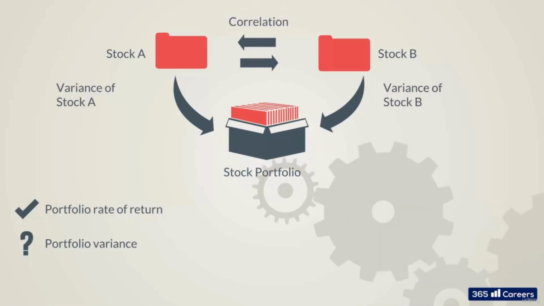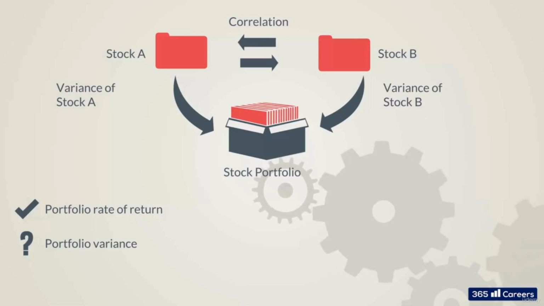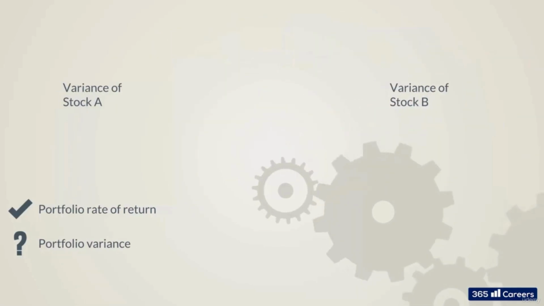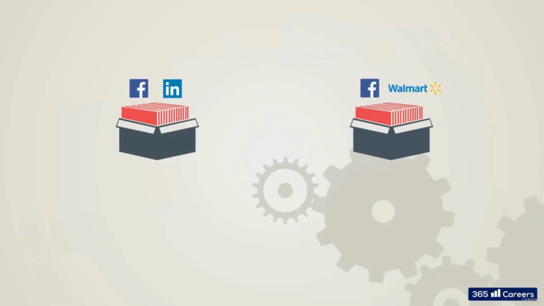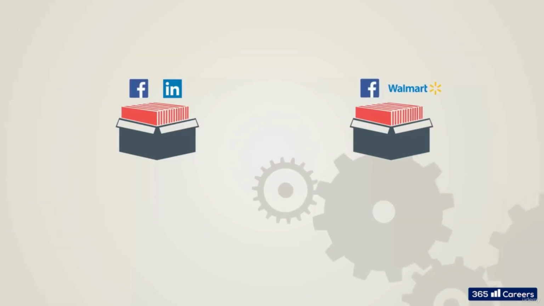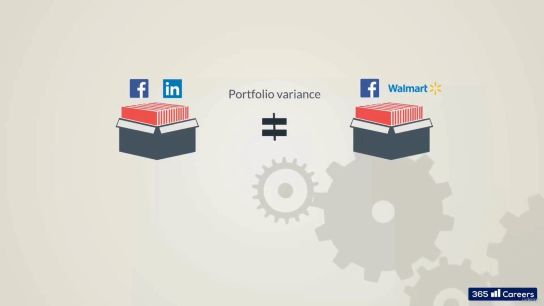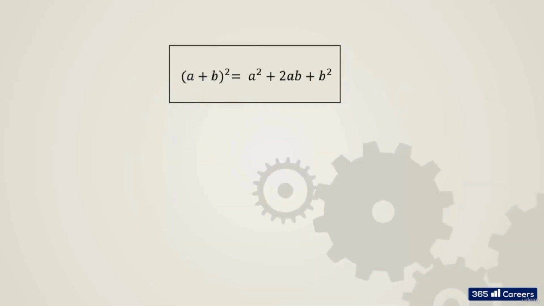If a portfolio contains 2 stocks, its risk will be a function of the variances of the 2 stocks and of the correlation between them. Remember the example about Facebook, LinkedIn, and Walmart? It is reasonable to expect a portfolio containing Facebook and LinkedIn shares will have a different risk compared to a portfolio containing Facebook and Walmart, even if the variances of LinkedIn and Walmart were the same. The difference will be given by the relationship between the prices of the two companies in the portfolio. Okay, let's remember basic algebra, shall we?